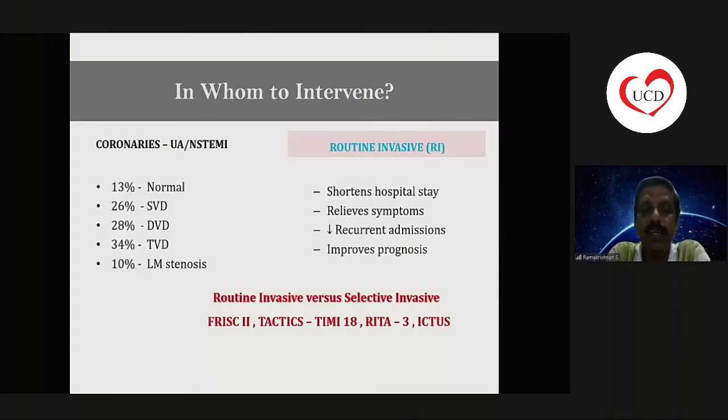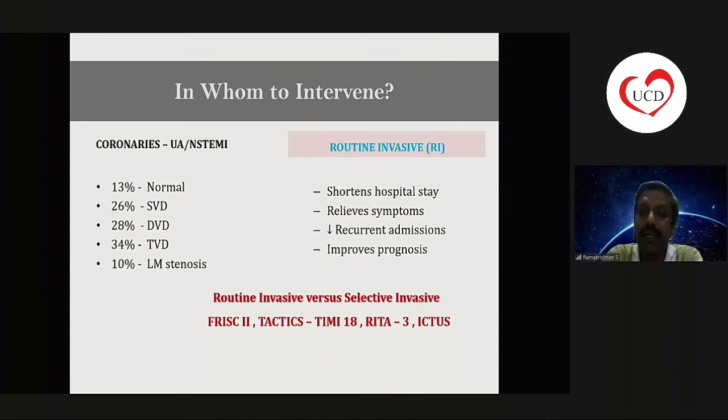So in whom to intervene? In the distribution of coronary anatomy in unstable angina, 13% are normal, 26% are single vessel disease. Unlike in STEMI, where more patients are likely to have single vessel disease, actually 1/3 of them are triple vessel disease, 10% are left main, and 28% are double vessel disease. So basically, the proponents of routine invasive say that many of them actually have significant heart disease. Why don't we do it in everybody? Because it shortens hospital stay, it relieves symptoms, it decreases recurrent admission, it improves prognosis.